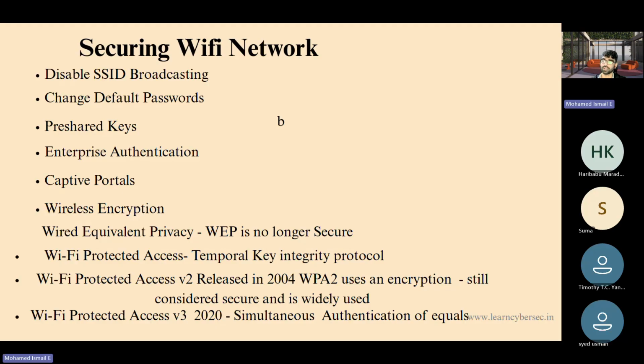Next, Wi-Fi Protected Access, WPA, uses the Temporal Key Integrity Protocol. Next, Wi-Fi Protected Access version 2, which was released in 2004, has encryption still considered secure and widely used. So WEP is not secure. WPA is also weak because there is a WPA2 introduced in 2004, which is more secure. Now, Wi-Fi Protected Access version 3 also uses simultaneous authentication of equals.